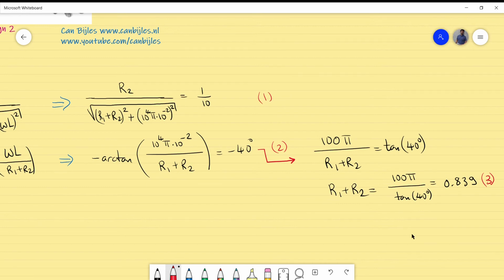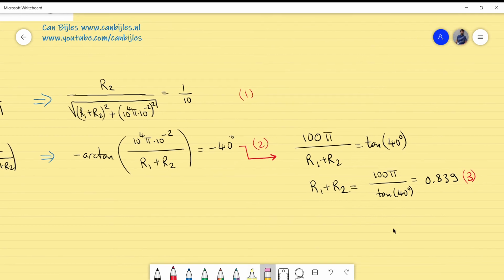excuse me, this will be 374. Okay, so I have now calculated the summation of these two resistors. So R1 plus R2 must be 374 ohms. Okay. Can I use this expression?